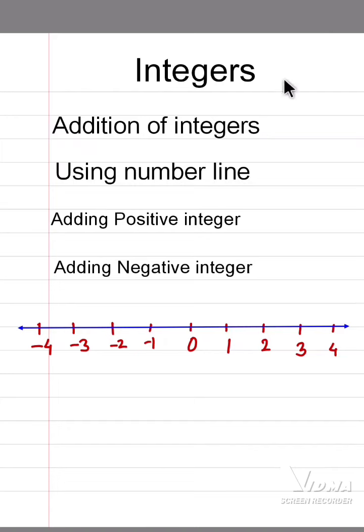In this video, we are going to study addition of integers using number lines. Students, you already studied about the integers and you know what the integers are. Integers are positive of natural numbers, negative of natural numbers and 0. Altogether they are called integers.